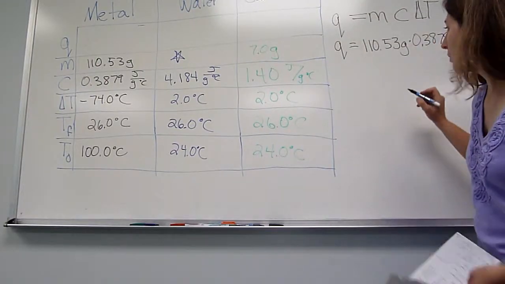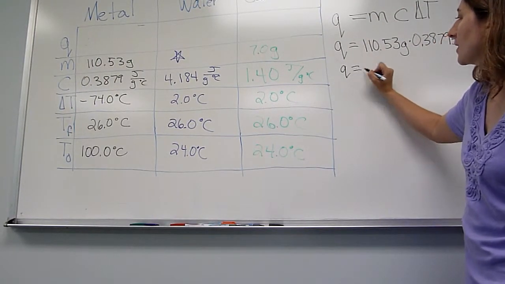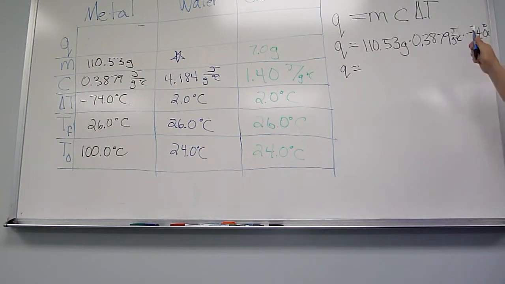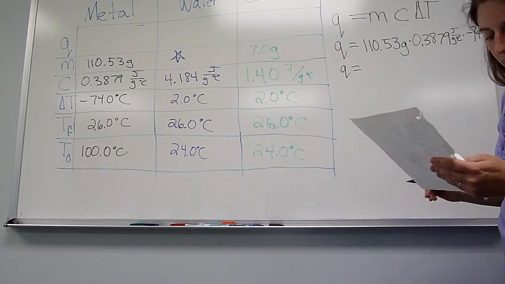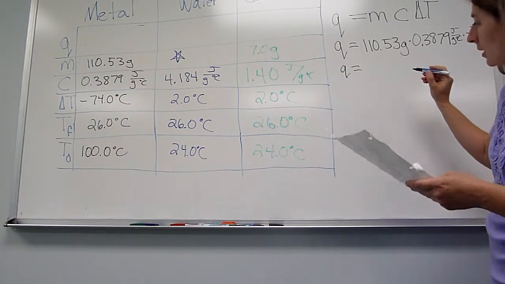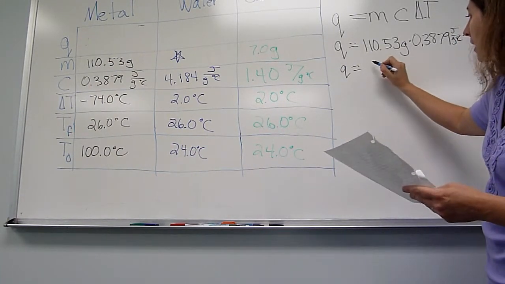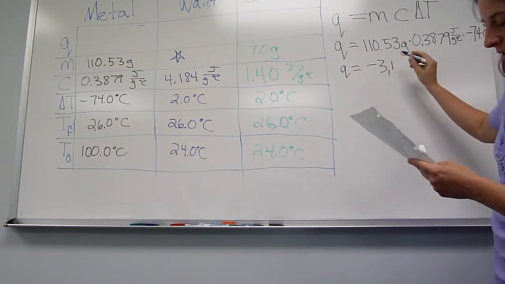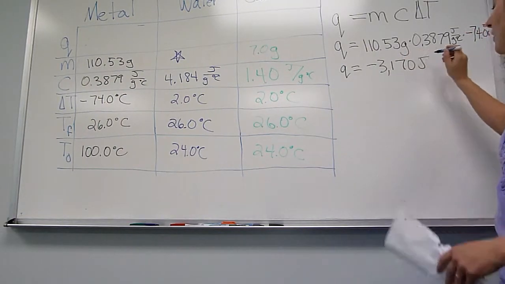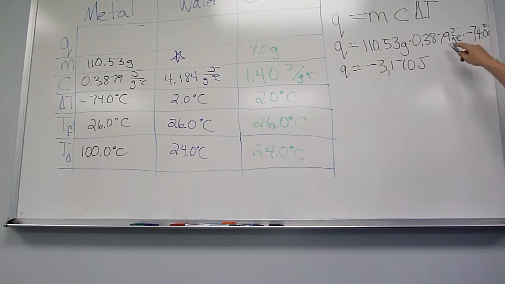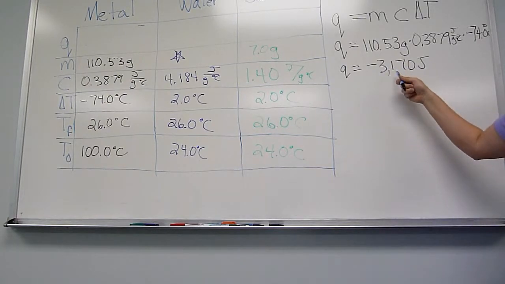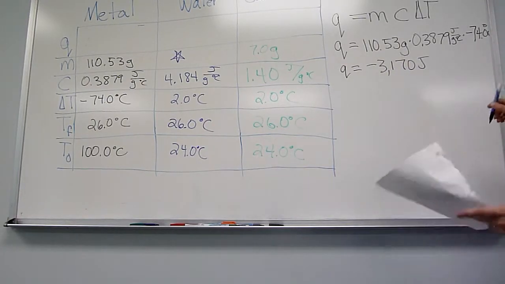Okay, so if I type that into my calculator, I find that the heat that the metal lost is going to be negative because my temperature change is negative. And it comes out to, let's see, negative 3,170 joules. If you think about significant figures, you have 5 in the mass, 4 in the specific heat, only 3 in the temperature. So we have to round to 3 significant figures. 3,170 has 3 significant figures, so that's good.